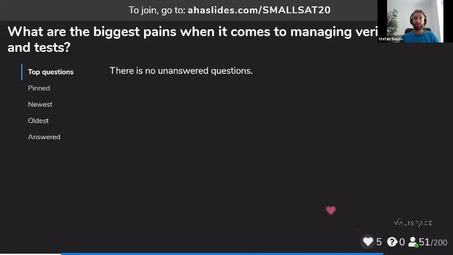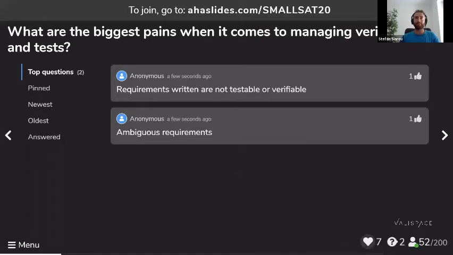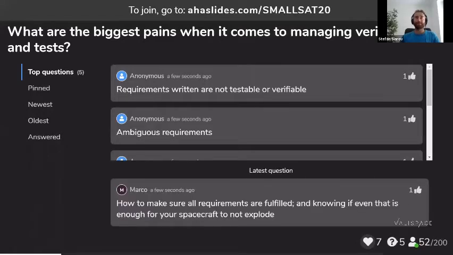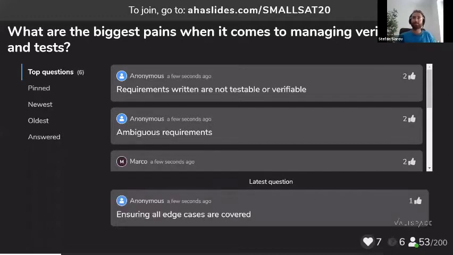I'll just wait 1 minute for everyone to be able to answer here. I see a lot of hearts popping up. Okay, so I see a first one: requirements written are not testable or verifiable. That definitely sounds like a pain. And biggest requirements, new team members, absolutely. So please also make sure to upvote each other's answers so we can see what the biggest ones are.